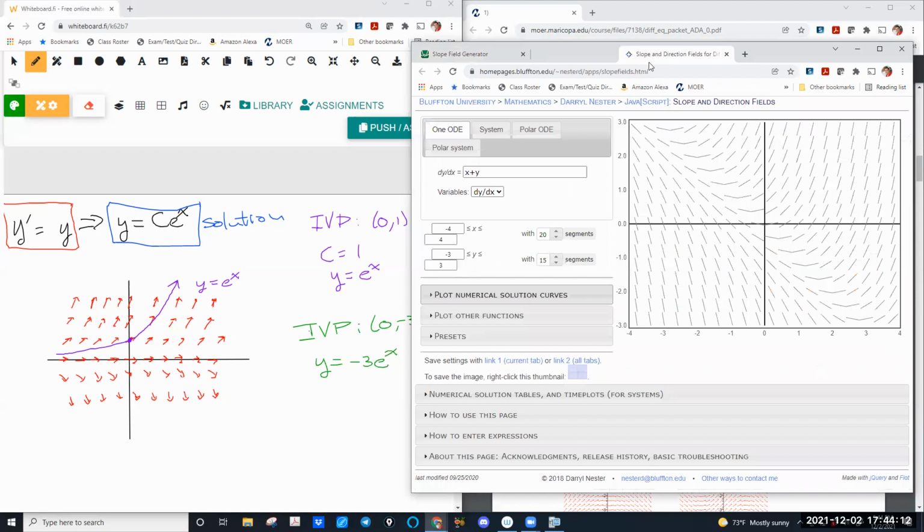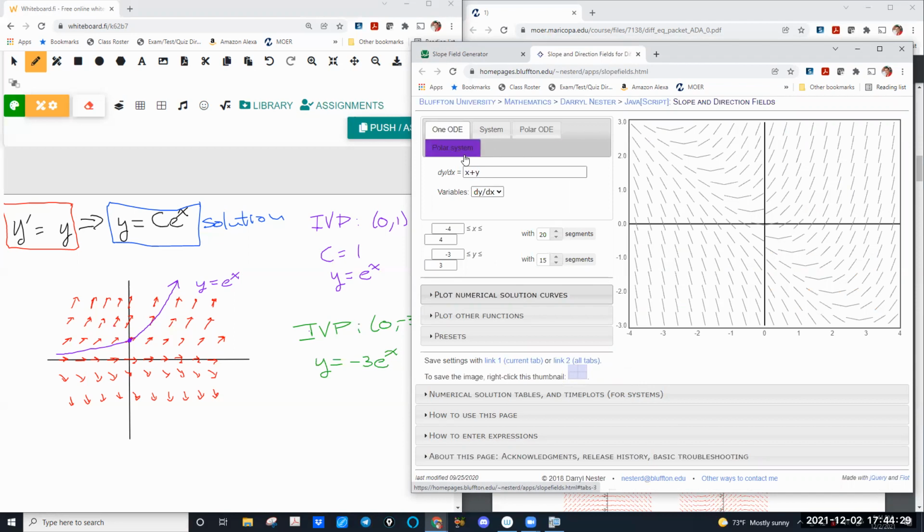Just for kicks, here's another slope field calculator. This is one that I found online. Again, there are so many of them. For our purposes, we're just going to be using one ODE. ODE stands for ordinary differential equation. That's all we're going to touch on today.